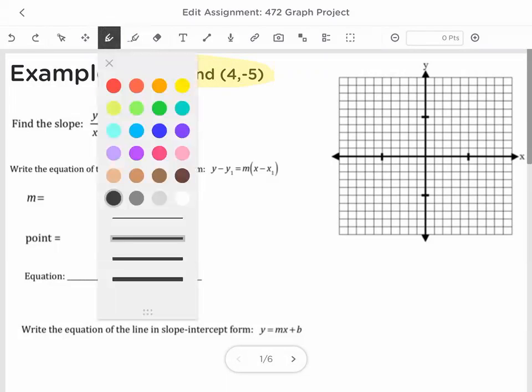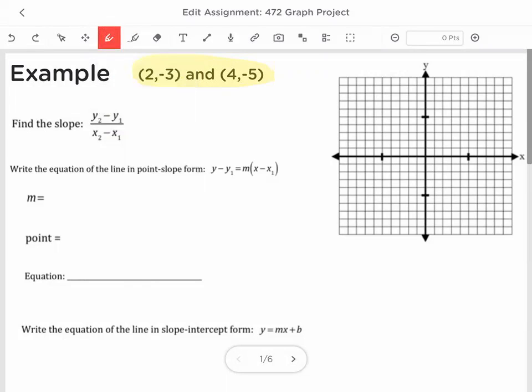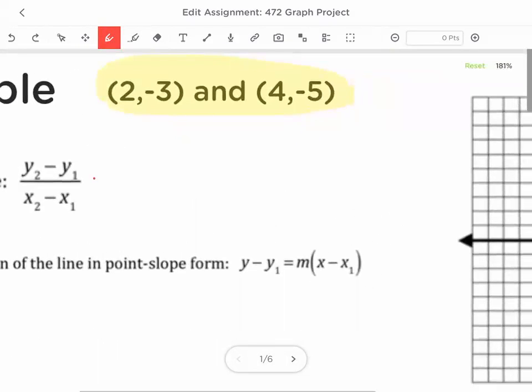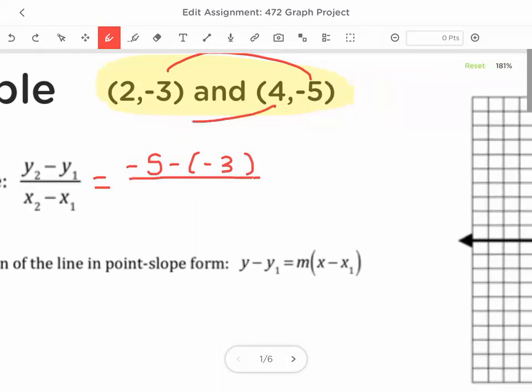So the first thing I'm going to do is find the slope. So we have our slope formula here. We've done a ton of slope at this point, so you guys hopefully are aware of that. We subtract the y's on top and the x's on the bottom. So I'm going to do that right now. I'm going to subtract on top -5 minus -3. And on the bottom, I will do 4 minus 2.